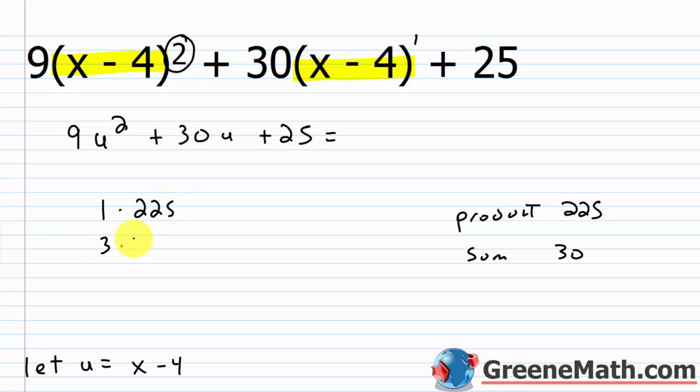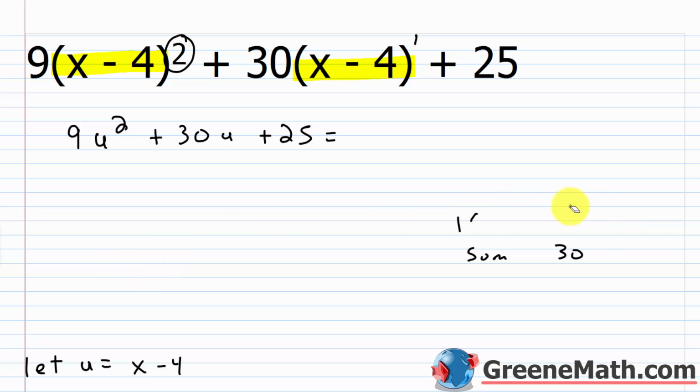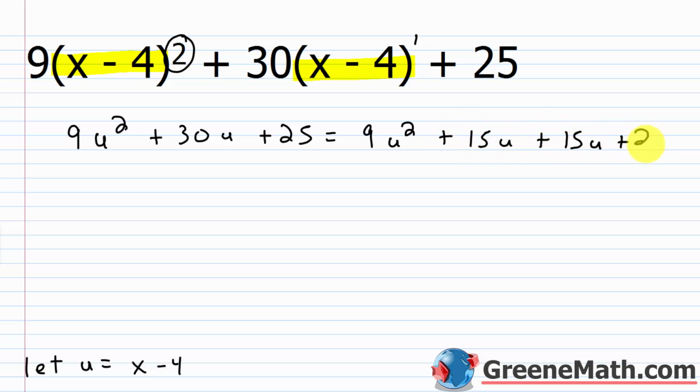It would be 3 times 75, but that's not going to work. It would be 5 times 45, but that's not going to work. We could also do 9 times 25, but that won't work. And of course, we could do 15 times 15, and that would work, right? 15 times 15 is 225. 15 plus 15 is 30. So we found the two integers that we need. So let's erase all this. And let's go ahead and write this as 9u squared plus 15u plus 15u plus 25.